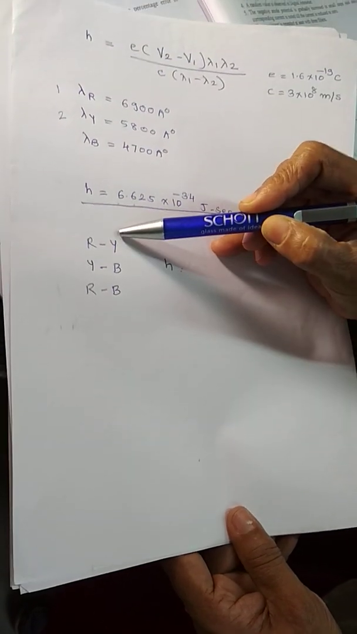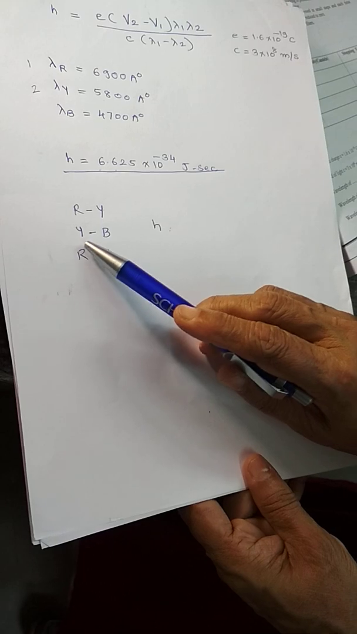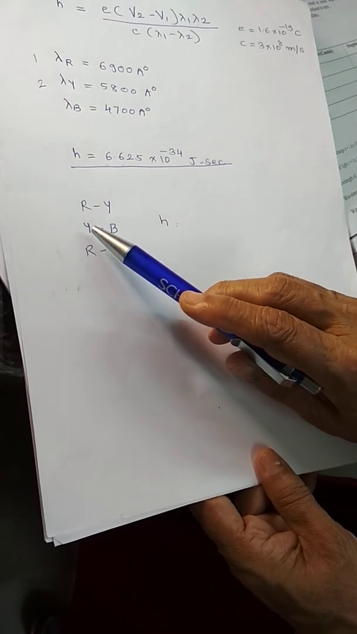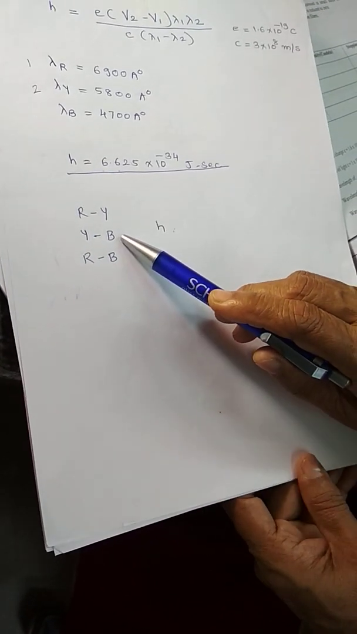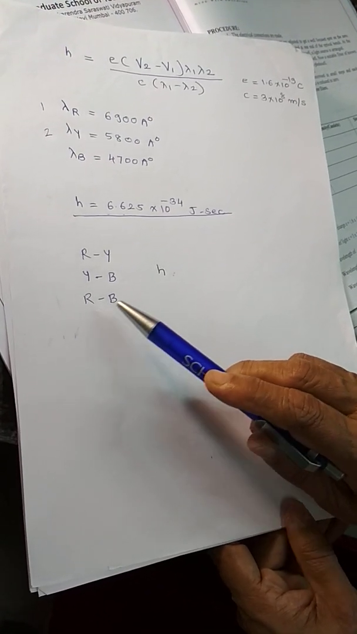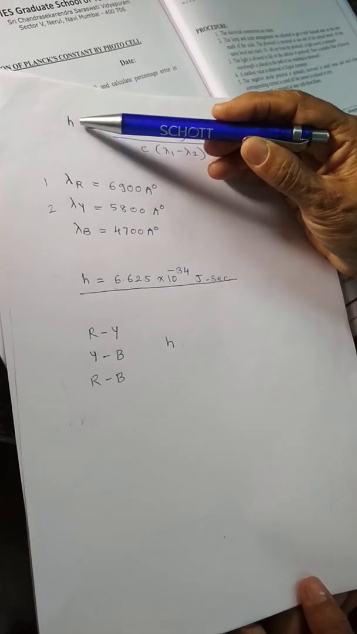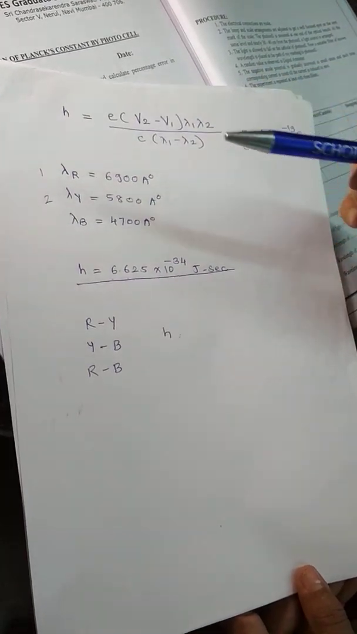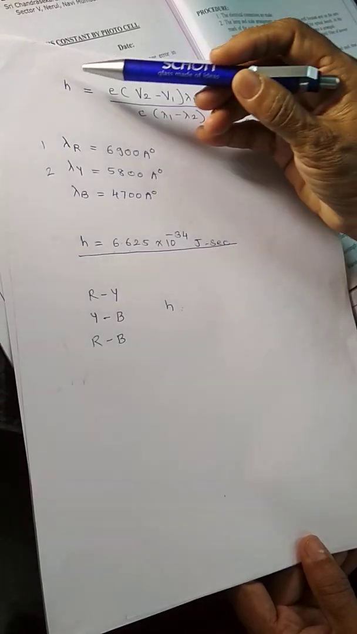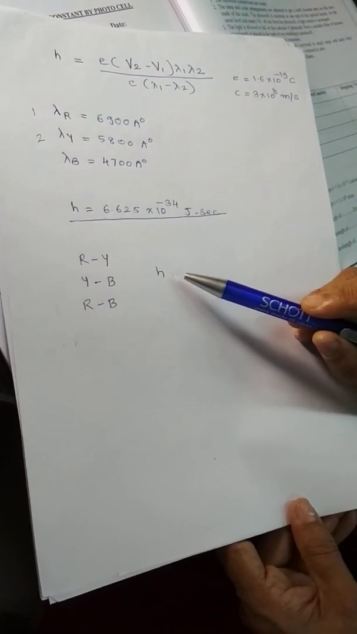is red and yellow. Similarly, you can find out Planck constant for a second combination of wavelengths, yellow and blue. And then for third combination of wavelengths, that is red and blue. So you will get 3 values of Planck constant. Then you find out average of them. That will be your calculated value of Planck constant.